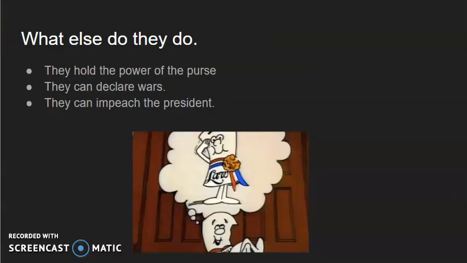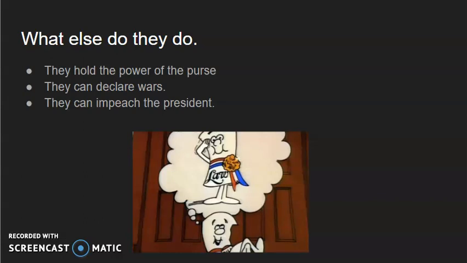So what else do they do? One thing they do is they have what is called the power of the purse. That means that Congress is the one who's in charge of collecting taxes from citizens and spending the money as they see fit. So if someone like, say, our president wants to build a giant wall at our southern border, he has to go through them, and they have to decide whether they want to do it or not.